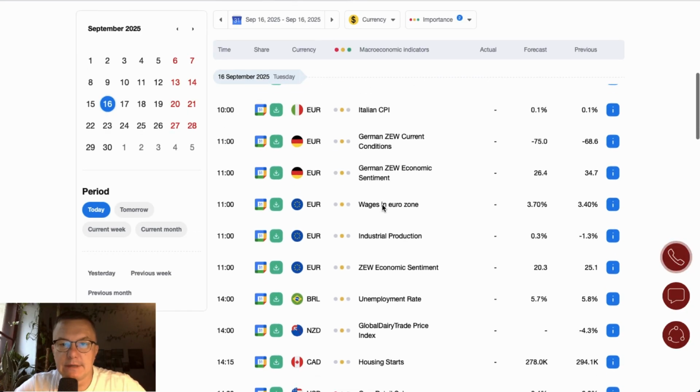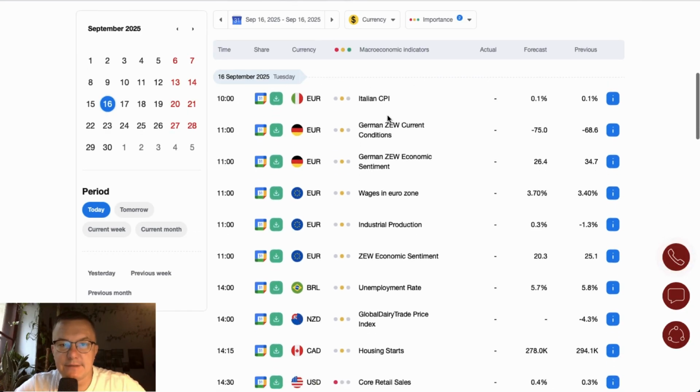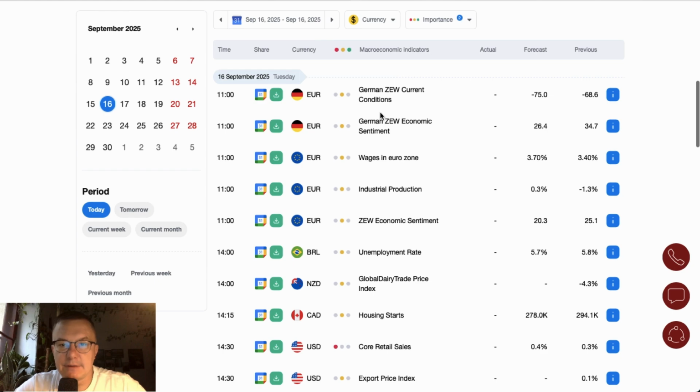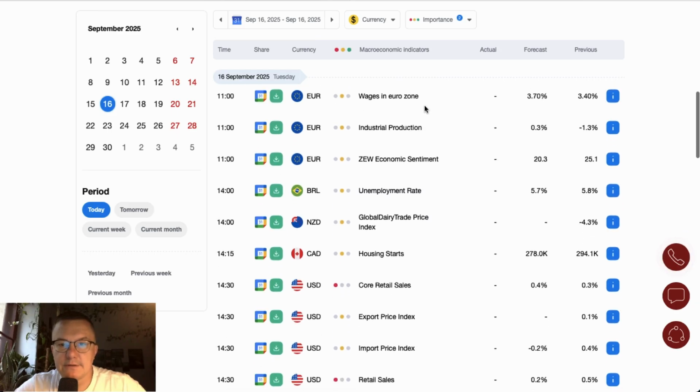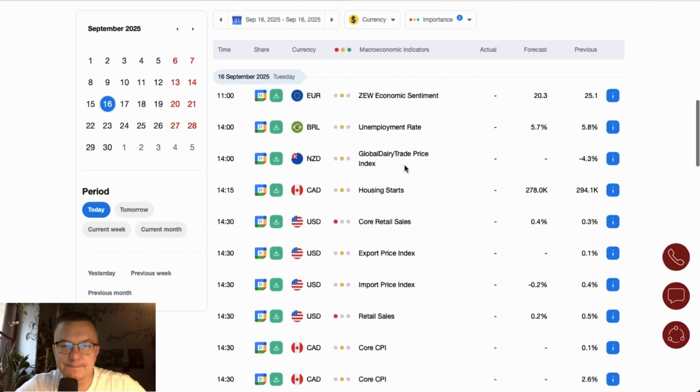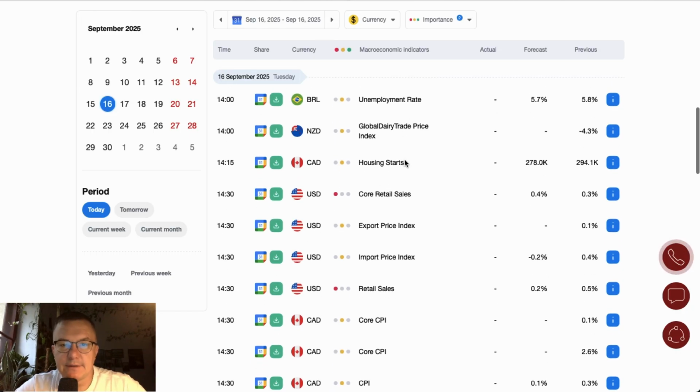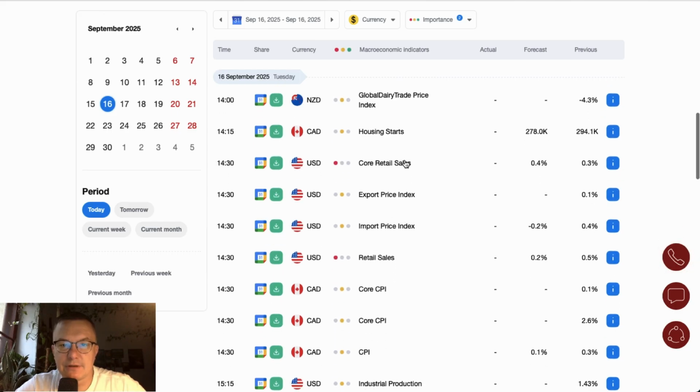2 hours later, we got Italian CPI data scheduled for release at 11 o'clock. German current conditions and economic sentiment data are scheduled for release. At the same time, wages in the Eurozone are scheduled for release. Industrial production and the economic sentiment in the Eurozone are scheduled for release as well. This is the end of the London data release, and we jump straight on to the US session.